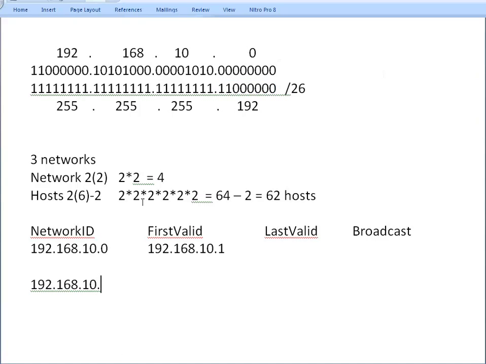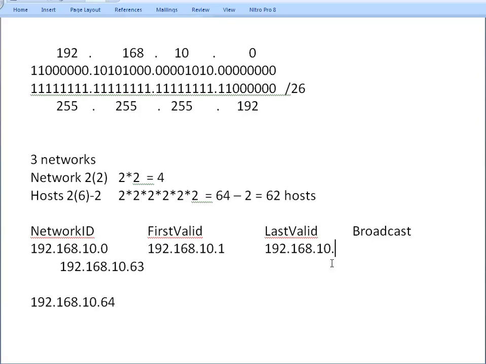Because we have in the last octet the separation of zeros and ones, and this bit is representing 64, we have to increment by 64 on the 4th octet. There we go, 64. So the broadcast address for the first network is the next network ID minus 1. So this will be 192.168.10.63. Last valid is the broadcast address minus 1, so 192.168.10.62.